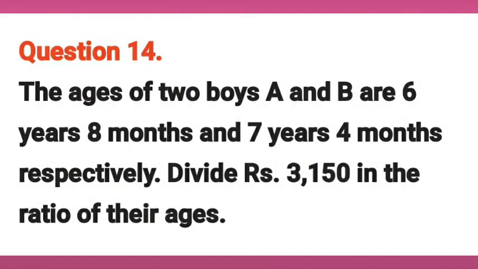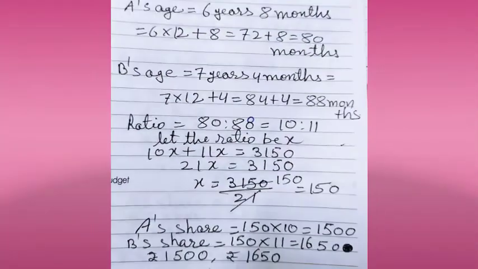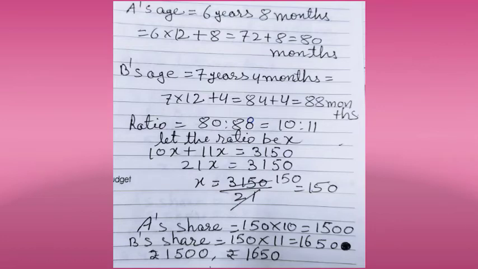Now next question number 14. The ages of two boys A and B are 6 years 8 months and 7 years 4 months respectively. Divide rupees 3,150 in the ratio of their ages. So the age of A is given as 6 years 8 months. First we will change years into months. You know, one year is equal to 12 months. So 6 years is equal to 6 into 12, and this is 72. So 72 plus 8 total is what?